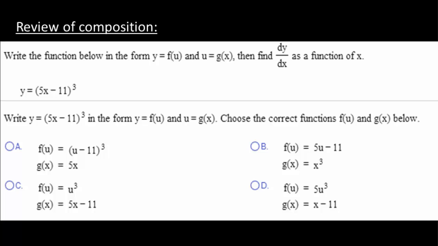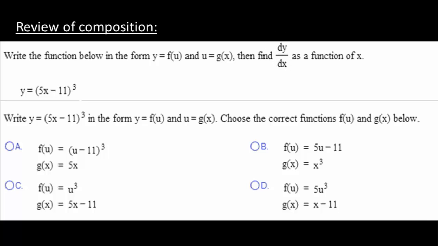Right, so a review of compositions again. Let's look at this. This is a problem in your homework, and I just cut and pasted it. It says, write the function below in the form y is f of, what is its argument? u. Now u is g of x. And then eventually we're going to find out what dy by dx is. In other words, what is the derivative of y with respect to x, not with respect to u. So that's where the chain rule comes in.